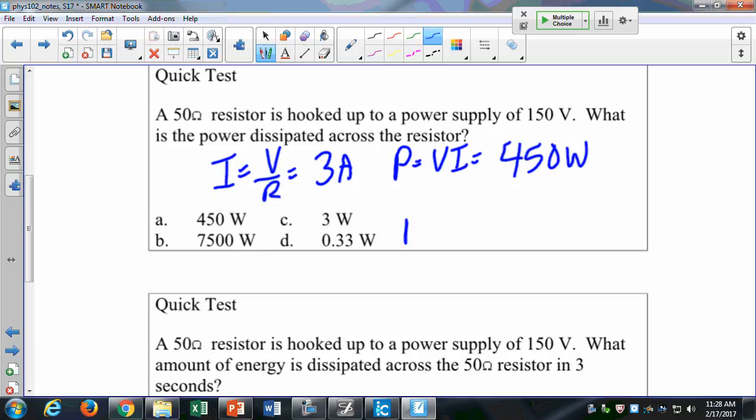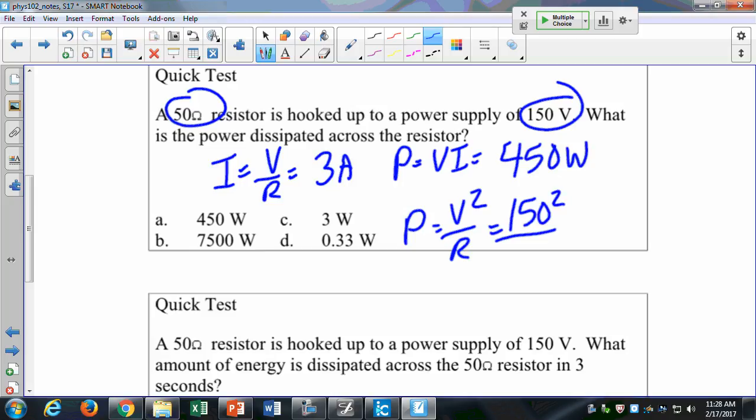Or the other way is you could say, look, I know my voltage, I know my resistance. You could say it's just V squared over R. And that would be 150 squared over 50, which is also equal to 450. Remember, this was one of those alternate writings of the power equation.